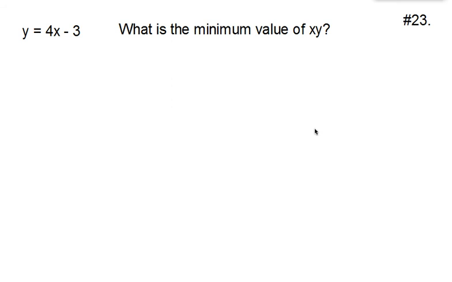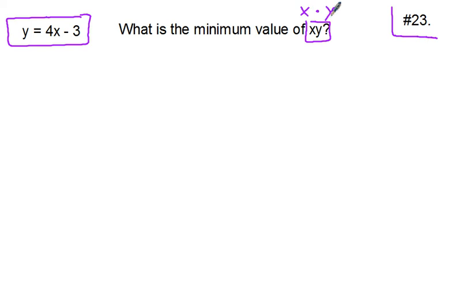Hi there. In this video, we'll take a look at problem 23 from the semester exam review packet. Here we're given the formula y equals 4x minus 3, and we're asked to find the minimum value of the product x times y. Well, let's get our hands dirty, try to develop a feel for what this problem is about.